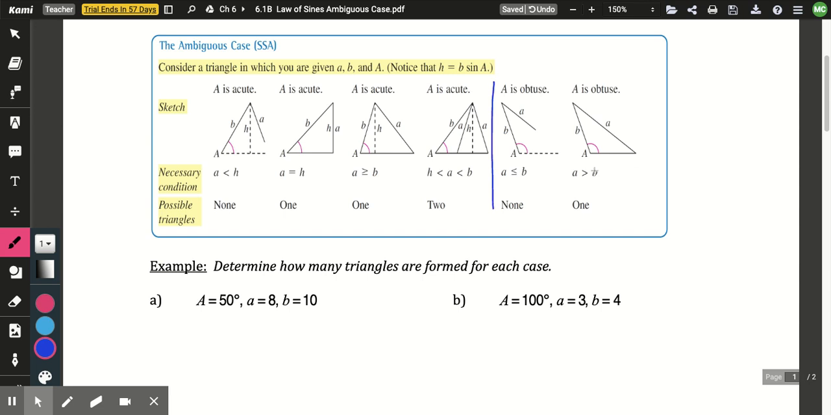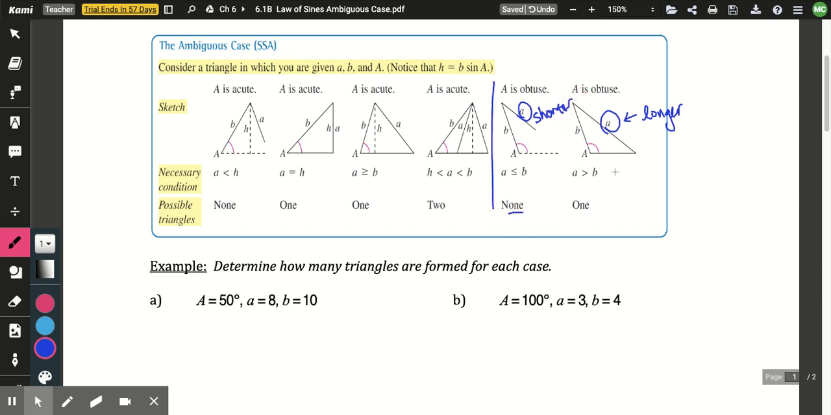So in order for there to be a triangle, the side that's across from the angle that they give you has to be bigger than the side that's next to it. So if that one's longer and your angle is obtuse, then it's definitely one triangle. If you've got an angle that's obtuse and the side that's across from it is shorter than the side that's next to it, then that one makes no triangle at all.